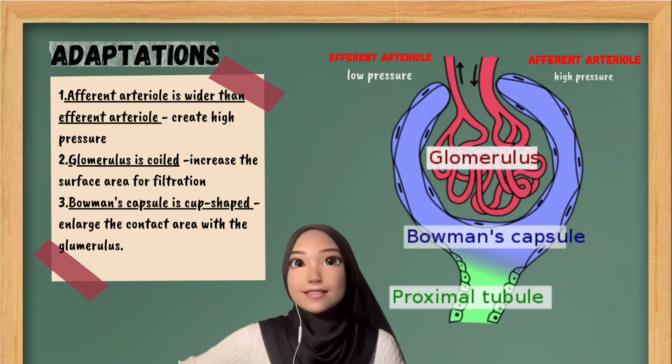The first one is that the afferent arteriole is wider than the efferent arteriole. This is to create high pressure in the glomerulus. The second one is that the glomerulus is coiled to increase the surface area for filtration to occur. The third one is that Bowman's capsule is cup-shaped. This is to enlarge the contact area with the glomerulus.